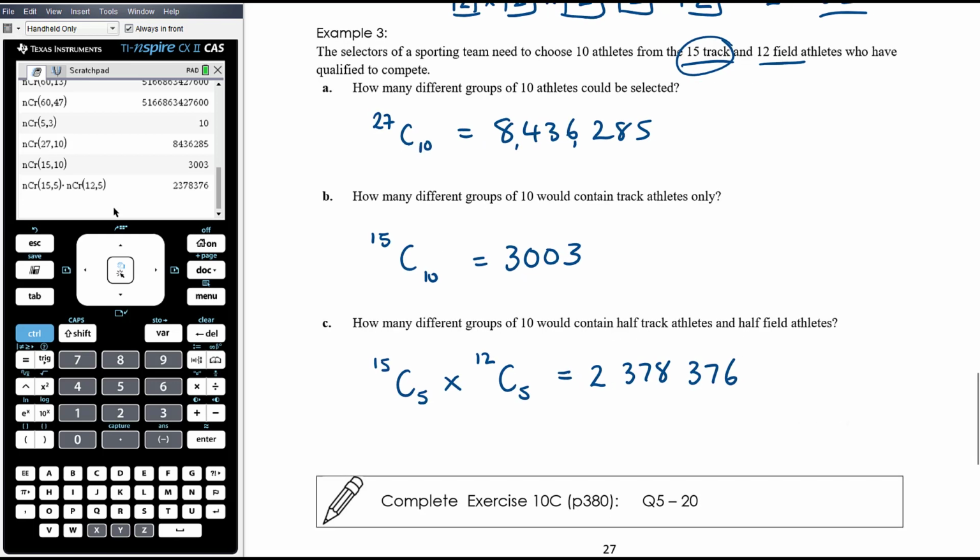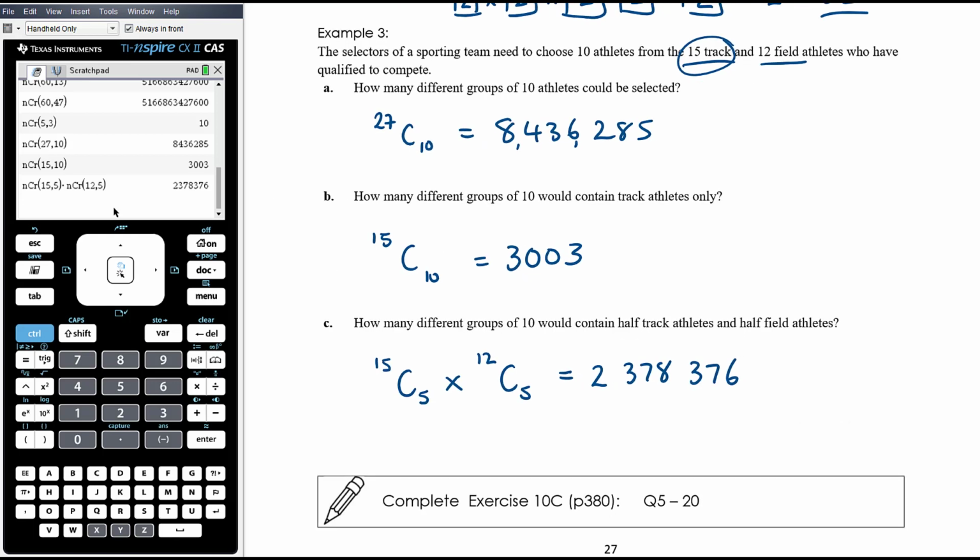Okay, so the work today is from exercise 10C, just questions 5 to 20.